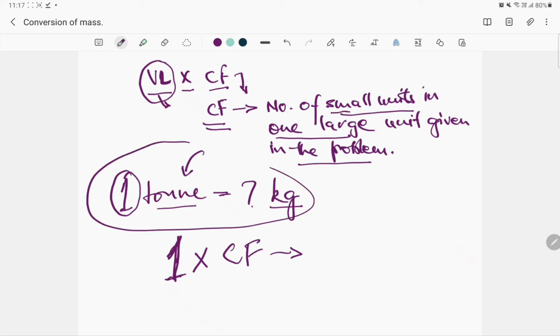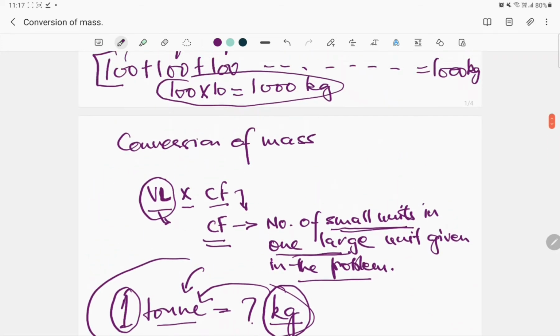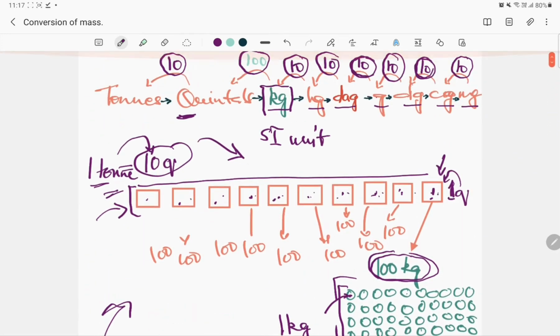It will be the number of small units in one large unit. So the number of kilograms, this is the smaller unit, in 1 ton. How many kilograms are found in 1 ton? Let us figure it out, and that becomes slightly tedious. The simpler way of doing it is we multiply the conversion factor at each step. You look at, there are 3 steps involved.